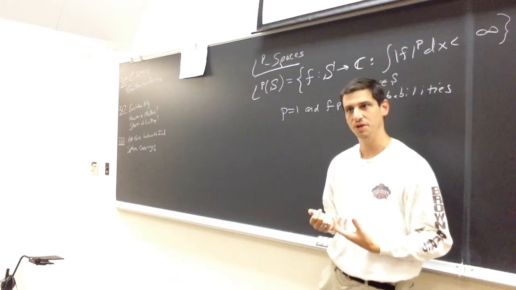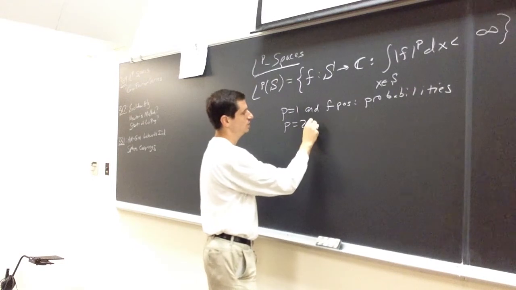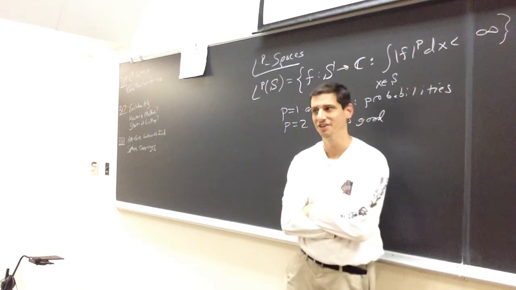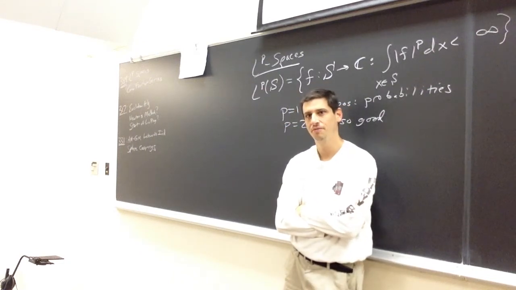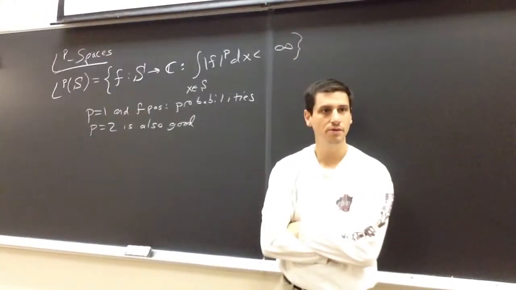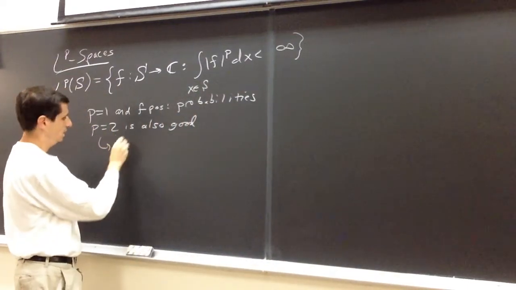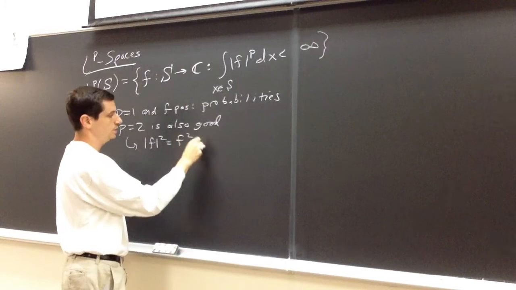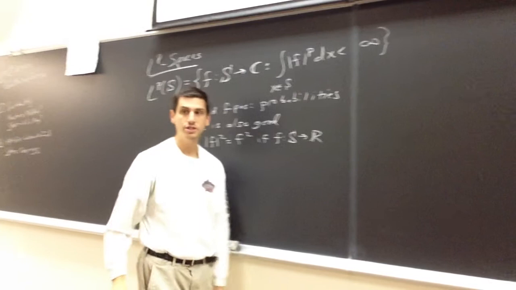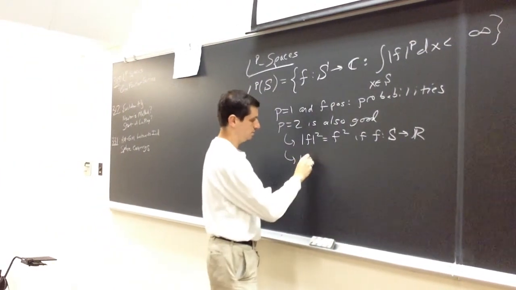Any other good choices of p? 2. The other really good one is 2. p equals 2 is also good. Why is p equals 2 good? What's so nice about p equals 2? You get rid of the absolute value if it's real valued. Absolute value of f squared is f squared if f is from S to R. So that's an enormous plus. It's like the inner product with itself also. Then you also have an inner product.